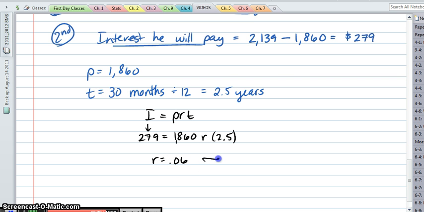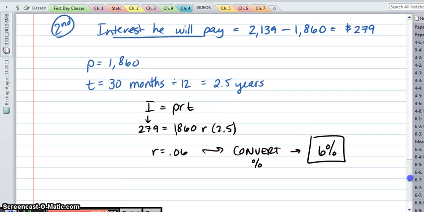Now we're not done yet. We need to convert this into a percentage because that's how interest rates are always presented, as percentages. You multiply by 100 and it turns out that he is paying 6% interest on his loan. This type of problem involved many steps, so please make sure you are using your notes while working through the bookwork tomorrow in class, and make sure you ask any questions if they arise.